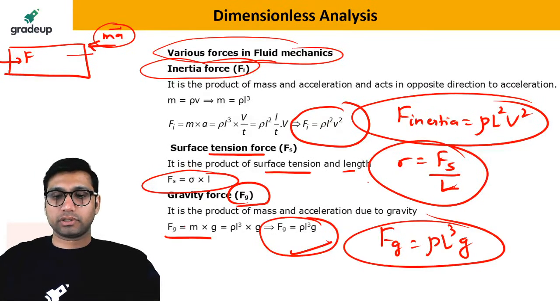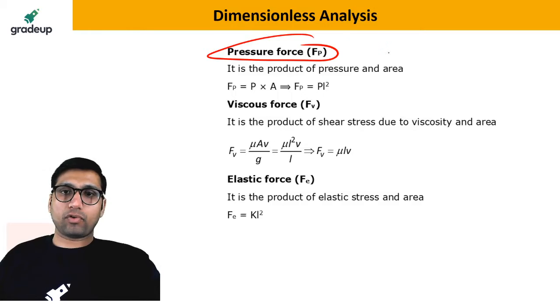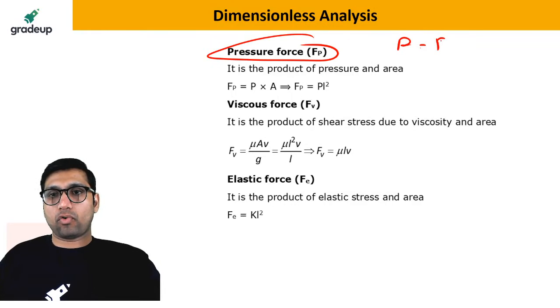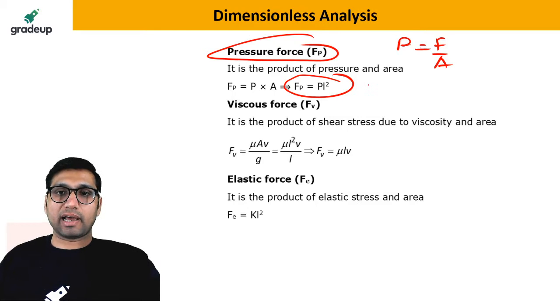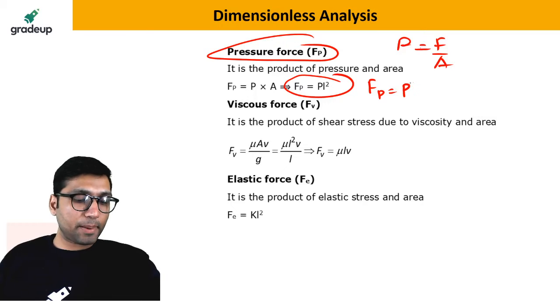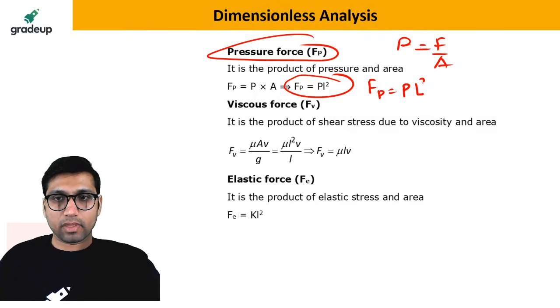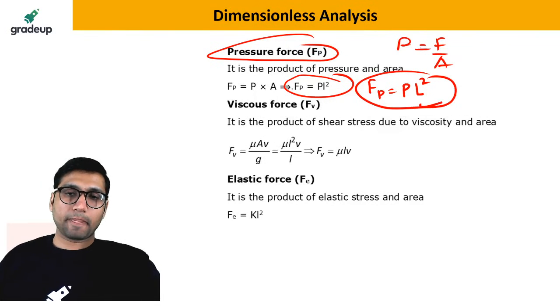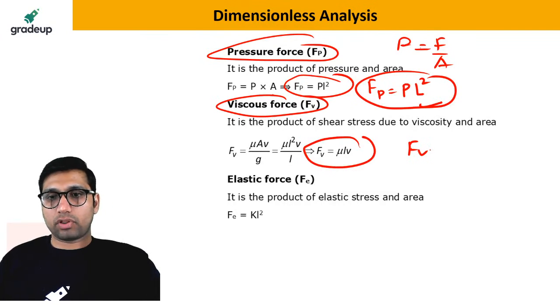This is gravity force. Next we study the pressure force, because pressure is equal to force per unit area. So pressure force is equal to pressure into area. What are the dimensions of area? L square. This will be the pressure force. Viscous force we will write as mu into LV. Viscous force will be equal to mu into V into L.